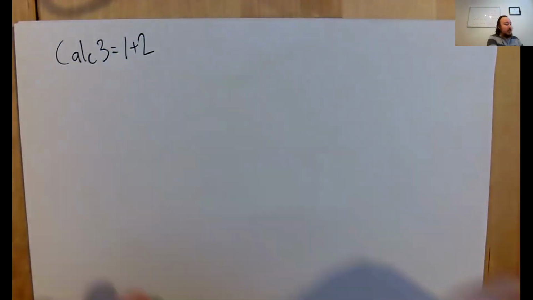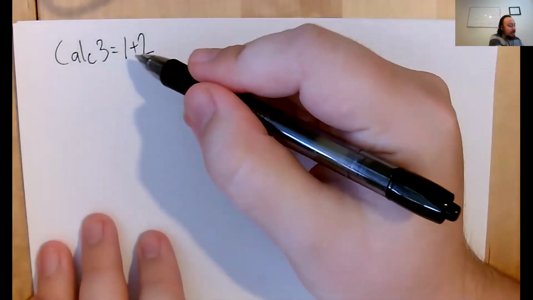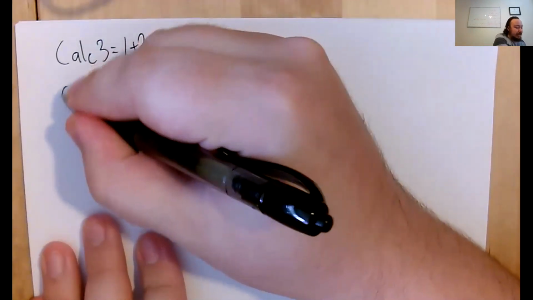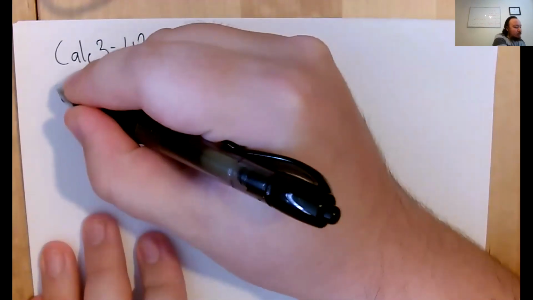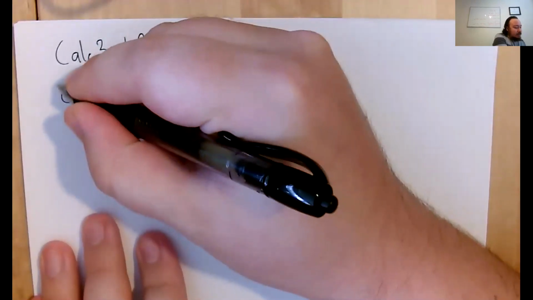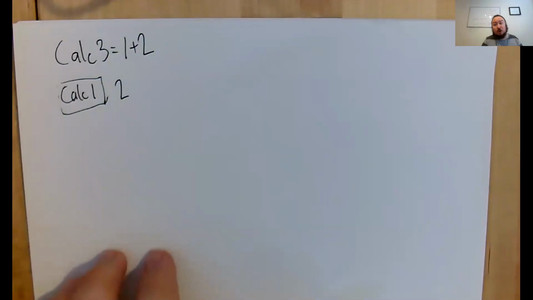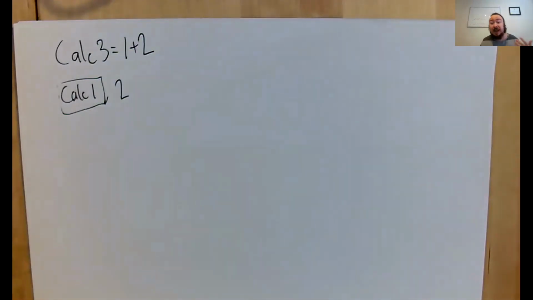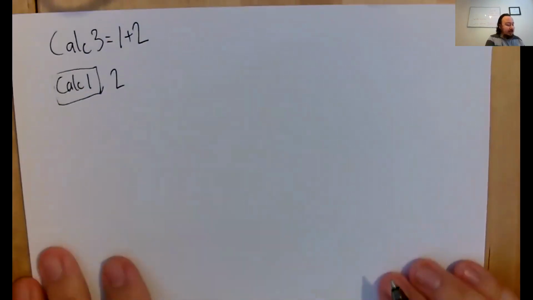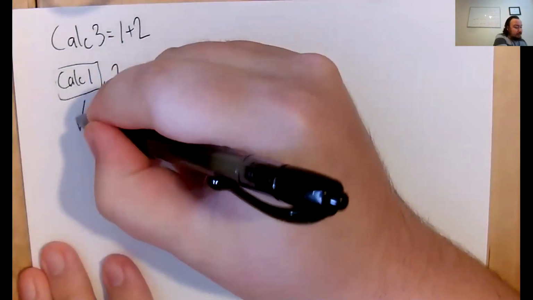Well, the way we're going to think about Calculus 3 is instead of thinking about it as a new thing, we're going to think about it as Calc 1, but then we're doing it again. So this is Calc 1, 2, or Calc 1, the sequel. So this class is going to have a lot in common with Calculus 1. All right, so what is it going to have in common with Calculus 1?